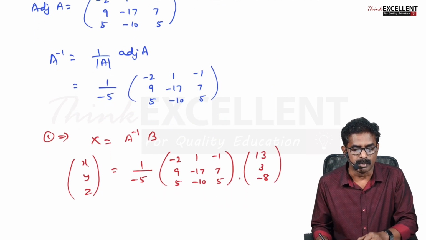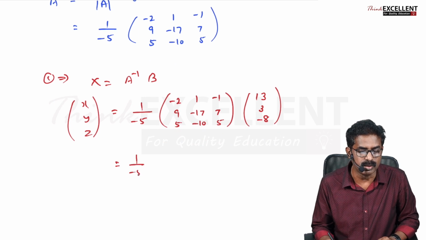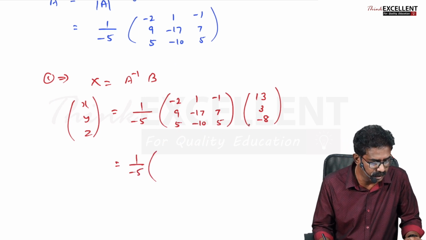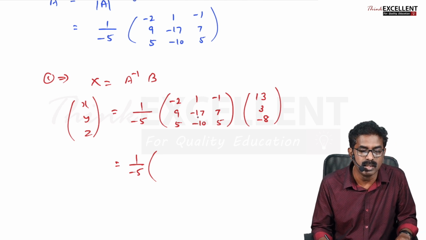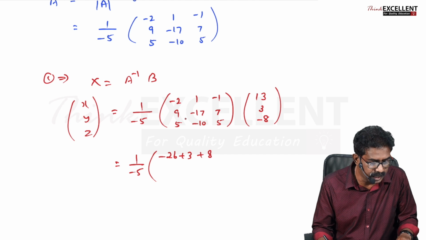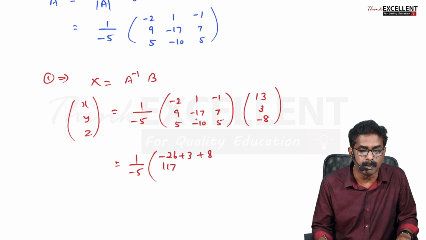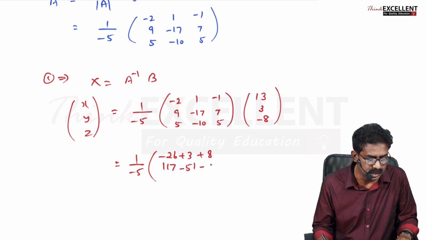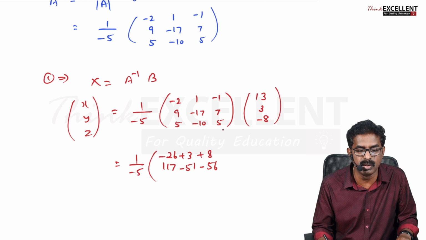Now just one step you have to multiply, right? So 1 by minus 5 into first row, first column, right? You multiply and see, minus 2 into 13, minus 26. 1 into 3, it is plus 3. Minus into minus, plus 8, right? Now we come down. Second row, first column. 9 into 13, 117, minus 17 into 3, minus 51, minus 56. Now come to the third row. 5 into 13, 65, minus 10 into 3, minus 30, minus 40, right?